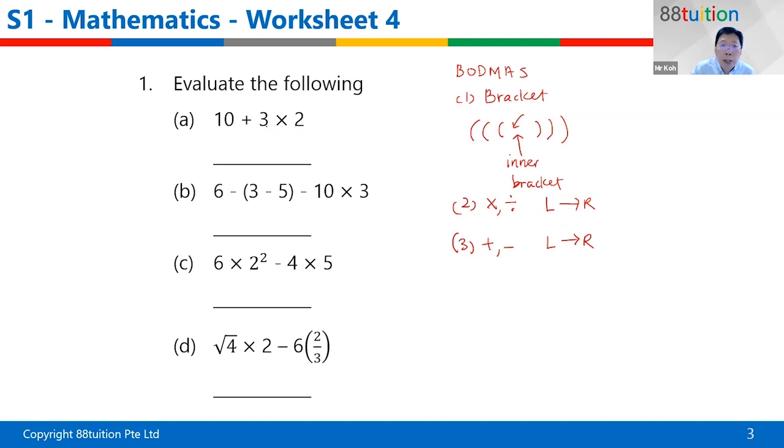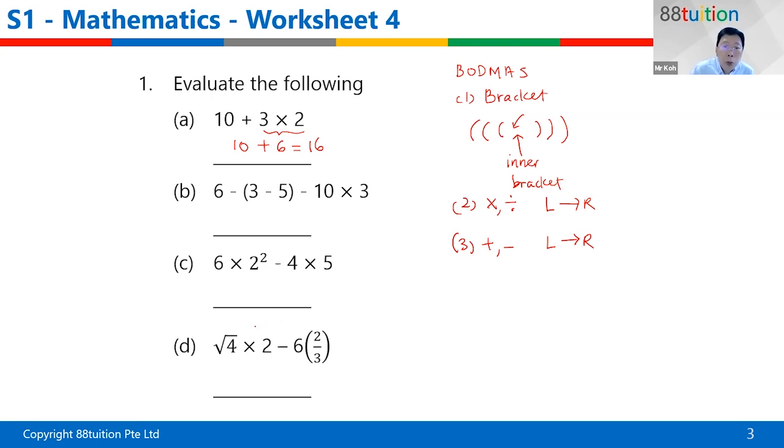In this case, there's no bracket, so we do multiplication first. That will be 6, and then we have a 10. So 10 plus 6, the first answer is 16. In fact, this is more like a revision for you, except that now you have more things. What are the more things? You have the square root coming in.